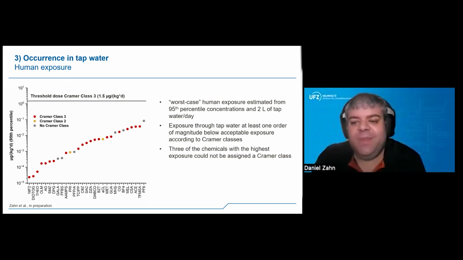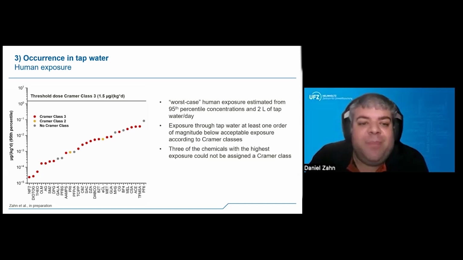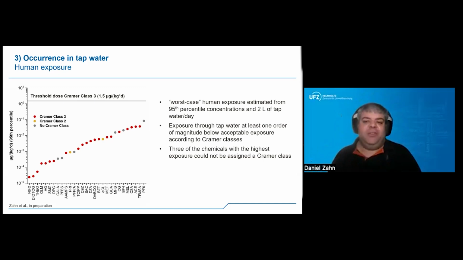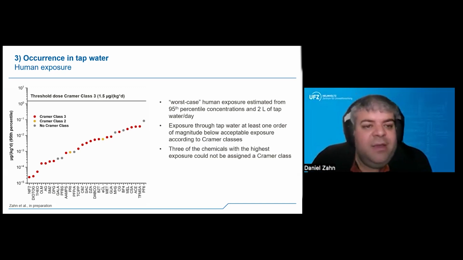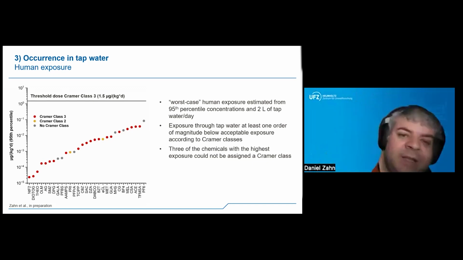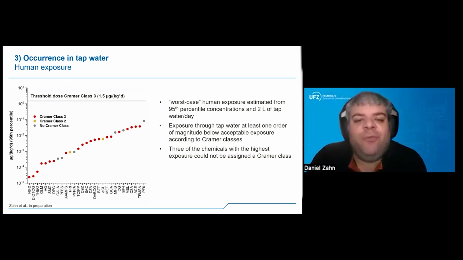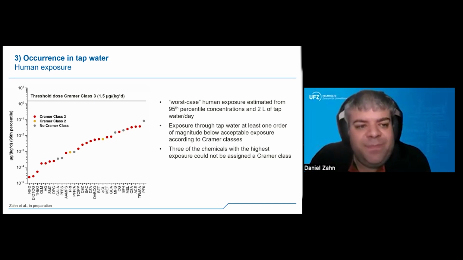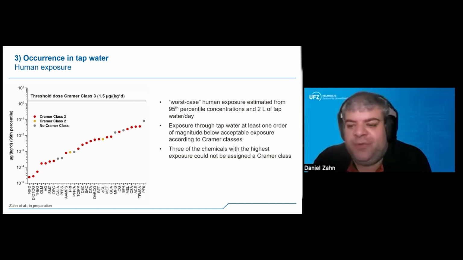What is a Cramer class? In the end, it's a structure-based classification of chemicals. Based on the structure, the chemicals get assigned a Cramer class, and these Cramer classes have estimated toxicity values. With this, you can calculate the threshold dose. Cramer class 3 was the class where most of our chemicals fell into, and it's also the class with the lowest threshold, 1.5 micrograms per kilogram per day. And all of our chemicals were at least one order of magnitude below this threshold value.